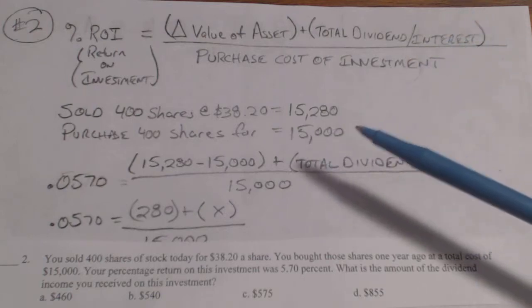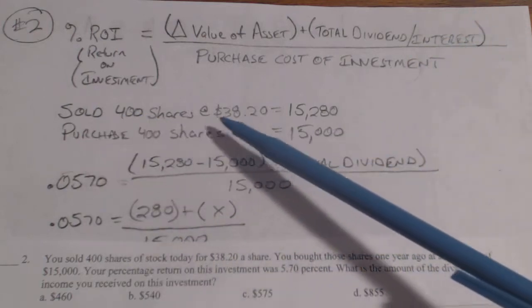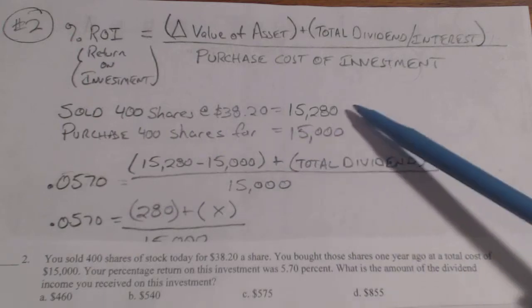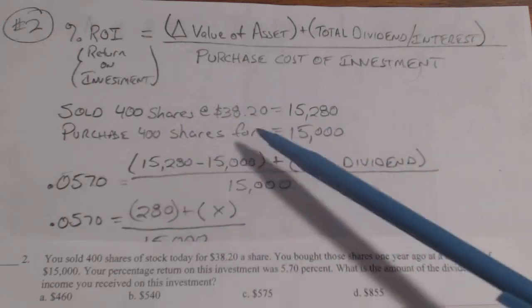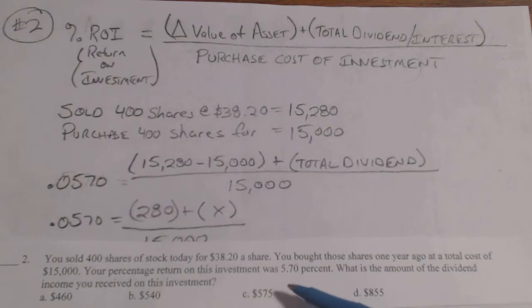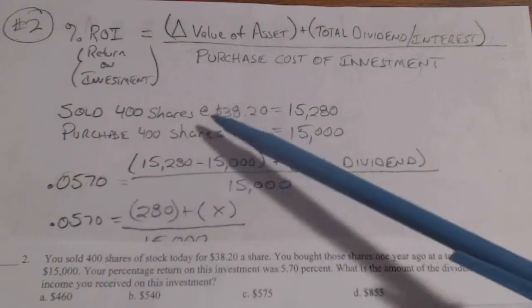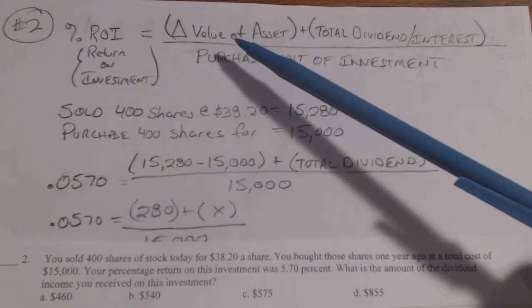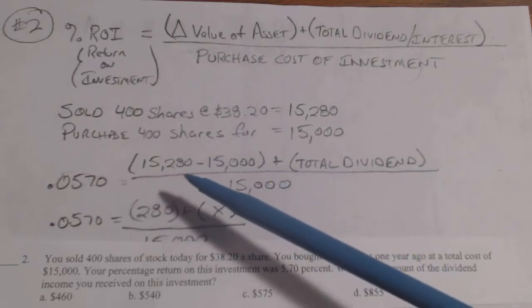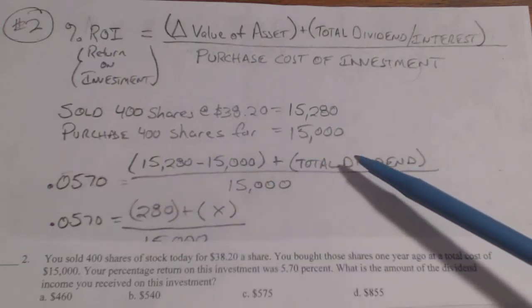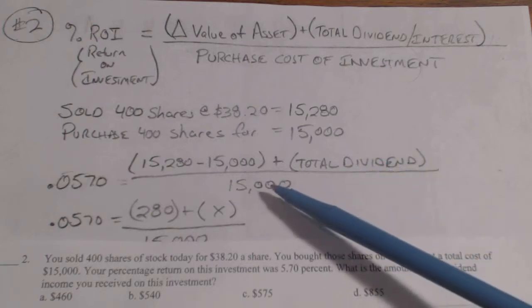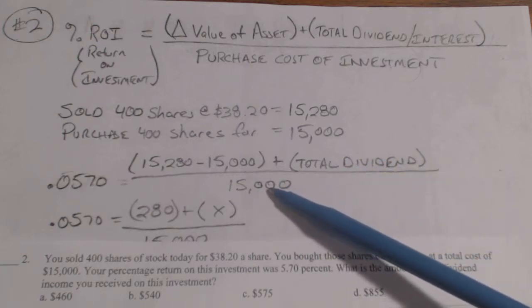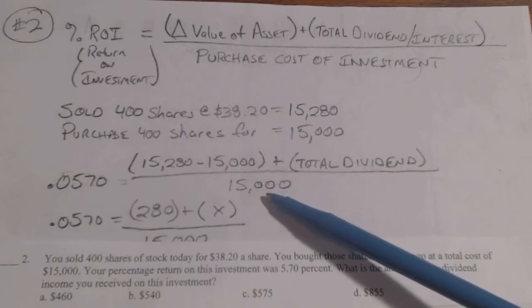So they tell you right off the bat that you sold 400 shares at $38.20. So the sales price was $15,280. They told you that the original purchase price was $15,000. So that's the delta in the value of the asset. You made 280 bucks plus the total dividend, which is what you're solving for in this case, over the original investment, which was $15,000. Again, that's the original cost of the stock.